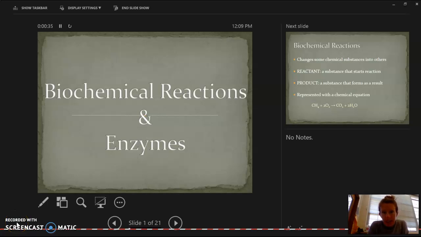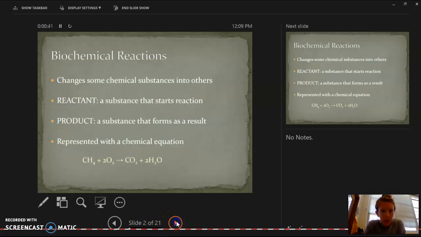Hello, we're going to talk about enzymes today and the reactions that they help catalyze. So remember, enzymes are proteins. That means they're made of amino acids. So, some things about chemical or biochemical reactions.